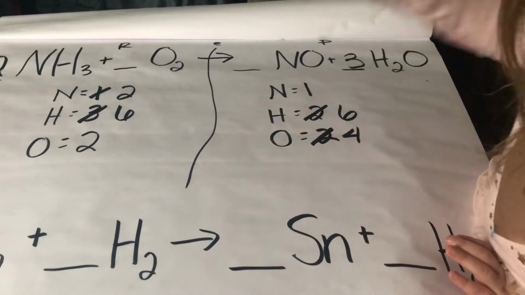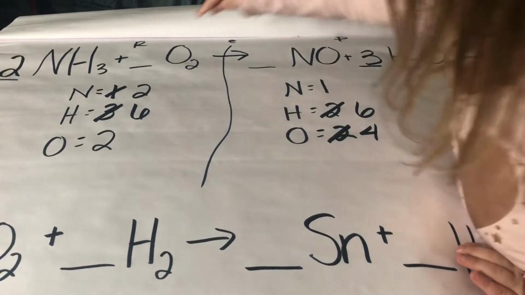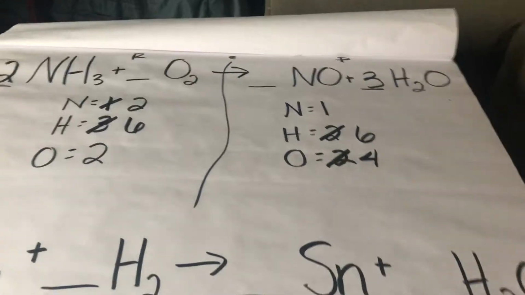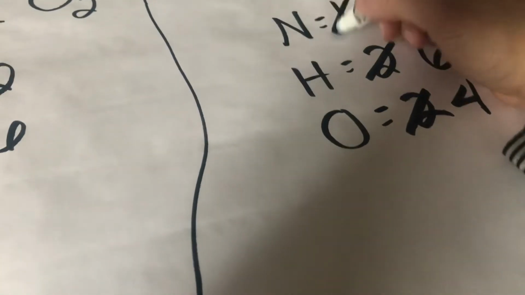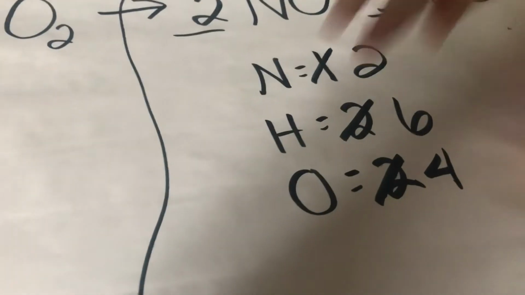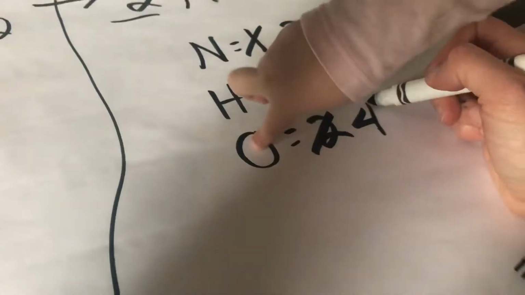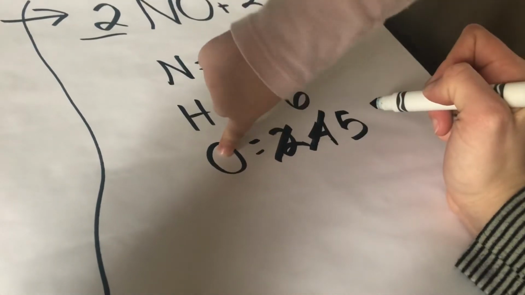So we're going to need 2 nitrogens here, and so I'm going to put a 2 here. And that's going to give me 2 nitrogens, but that's also going to give me 3 plus 2, which would be 5 oxygens.